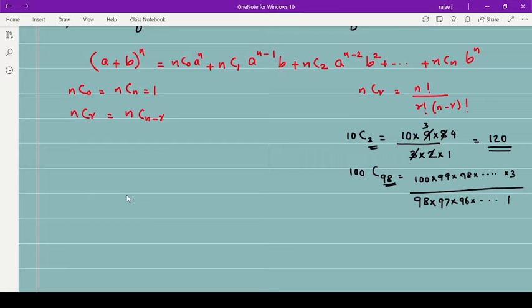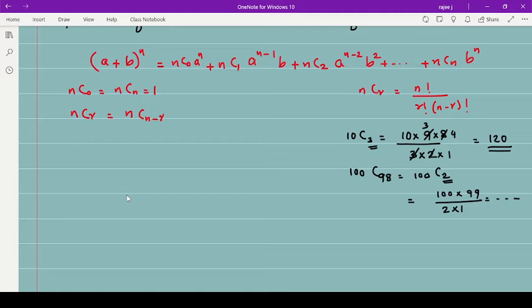98 factorial can be cancelled, right? Wait. So here you would need to write up to this one using this method. But instead, I will write this 100C98 using the property NCR is NCN minus R. So this is nothing but 100C2. So you need to just write the denominator 2 into 1, and in the numerator only 2 numbers, that is 100 into 99. When you simplify this, you will get the answer.